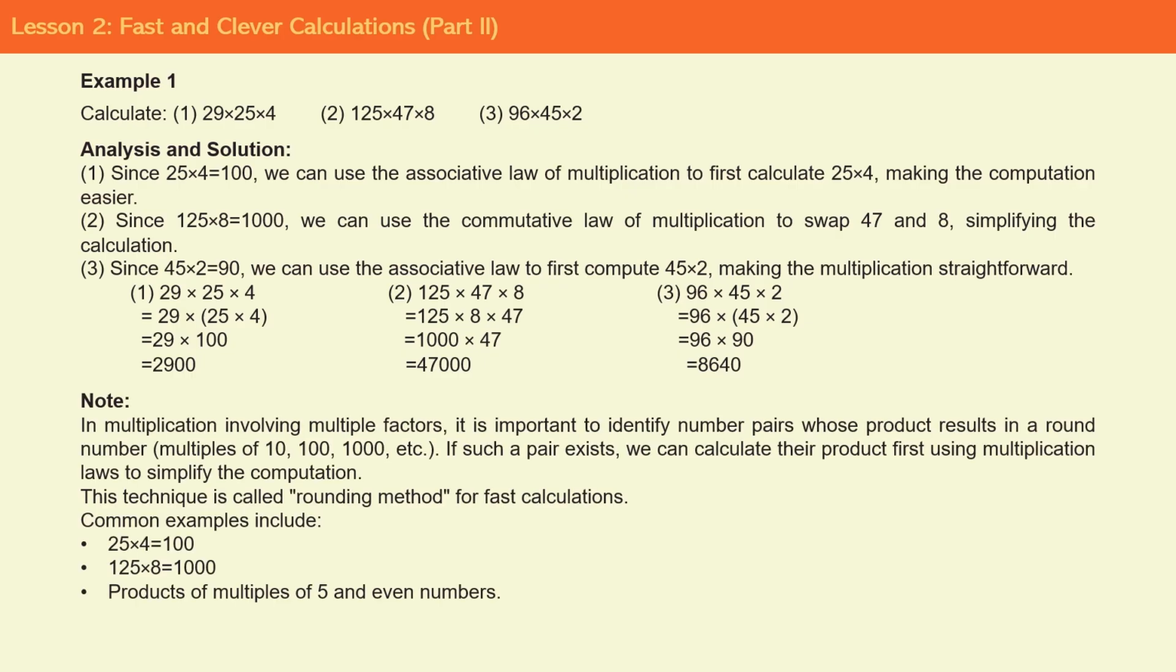In multiplication involving multiple factors, it is important to identify number pairs whose product results in a round number, multiples of 10, 100, 1000, etc. If such a pair exists, we can calculate their product first using multiplication laws to simplify the computation. This technique is called the rounding method for fast calculations. Common examples include 25 times 4 equals 100, 125 times 8 equals 1000. Products of multiples of 5 and even numbers.